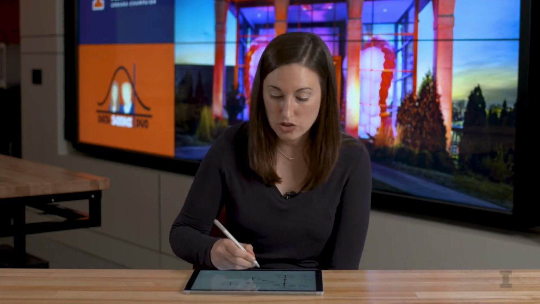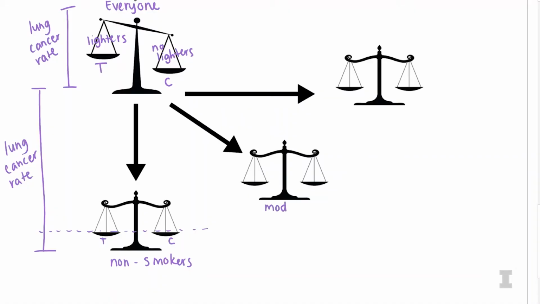Then we decided to look at the moderate smokers next. We saw the same thing. That difference went away. The treatment and control groups both had a moderate rate of lung cancer. It didn't matter if they carried lighters or not. What mattered was that the moderate smokers had a higher rate of lung cancer than the non-smokers.